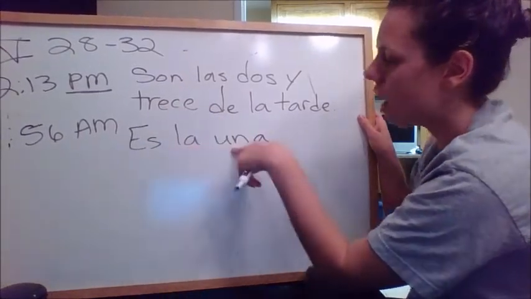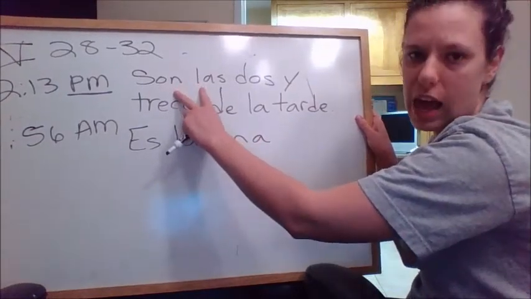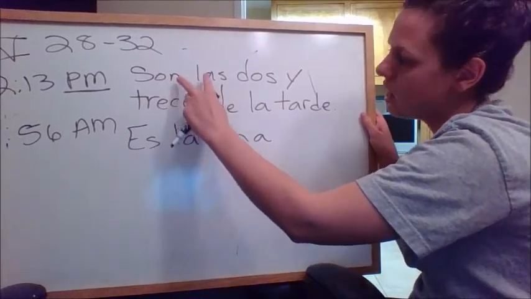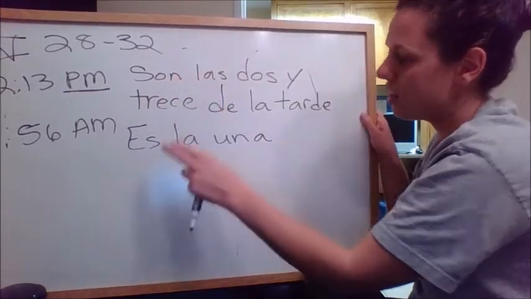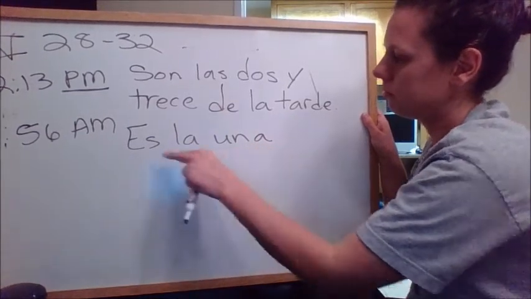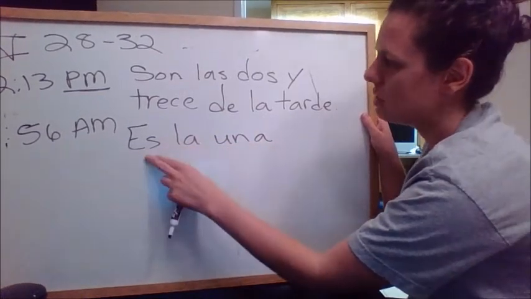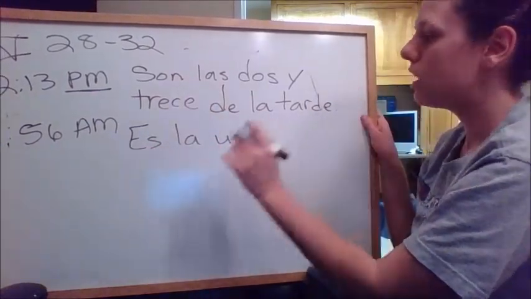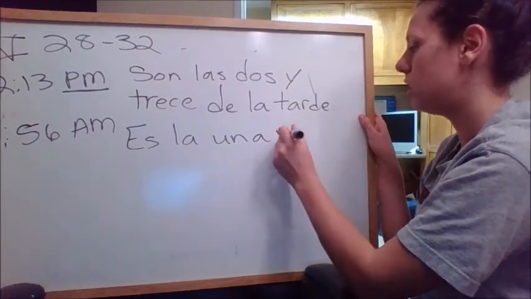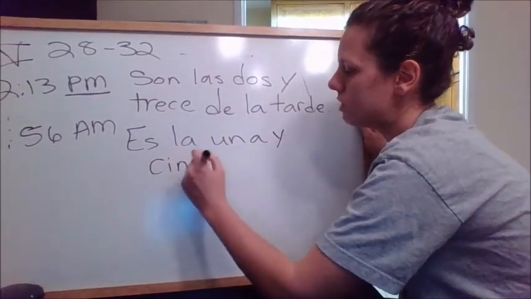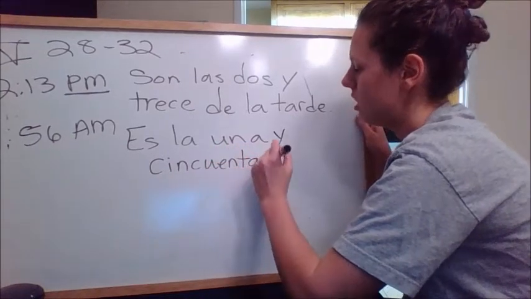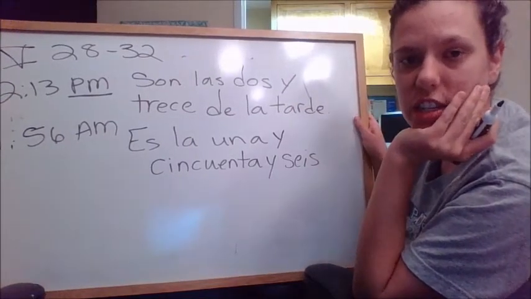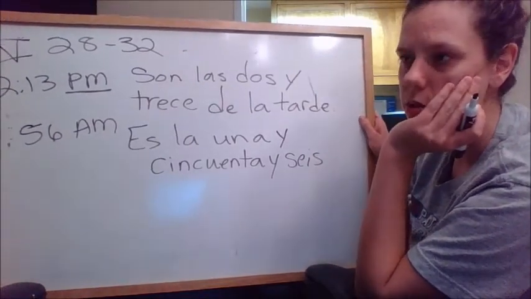So any hour not 1 o'clock gets son las 2, son las 3, son las 12, son las 10, son las 5. The only one that gets es la is una, and it has to be es la. And yes, you have to have both parts of these, okay? So we say es la una y 56. Now, 1:56 in the morning, in America, we would say in the morning.